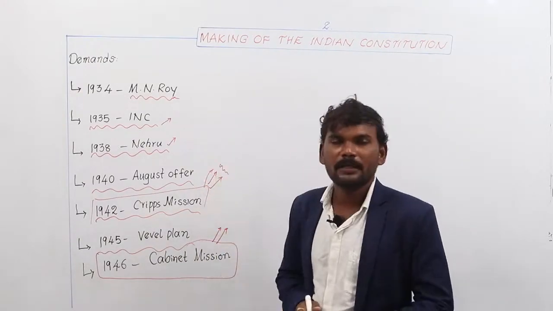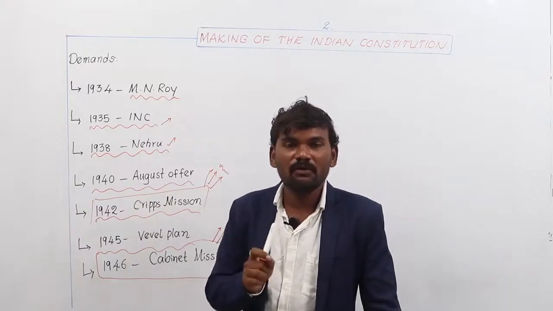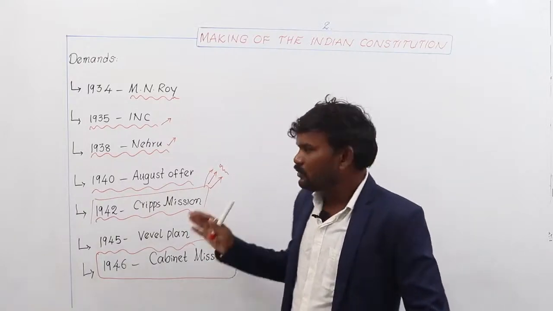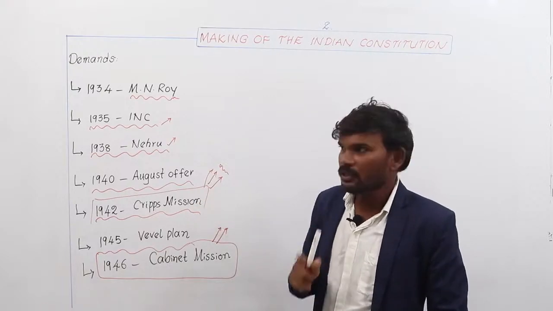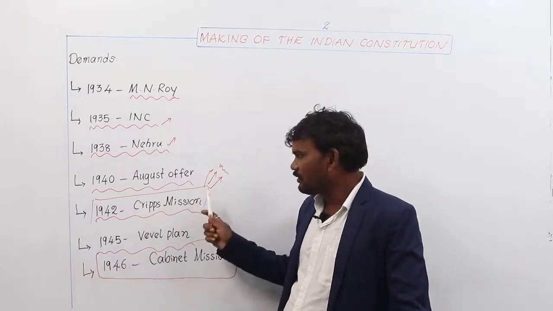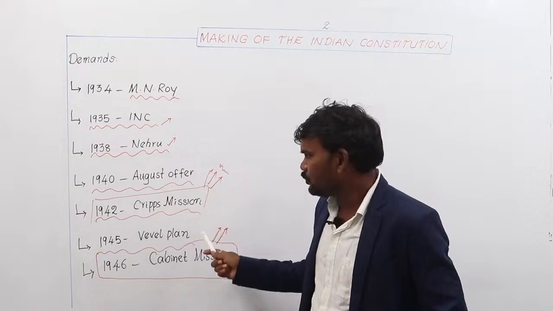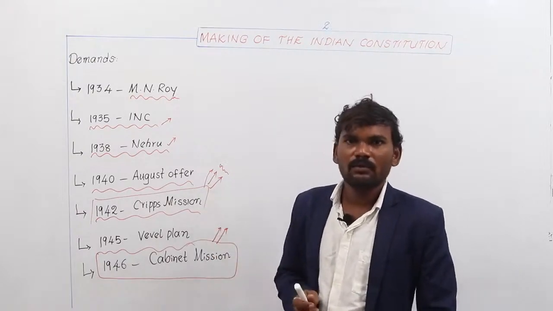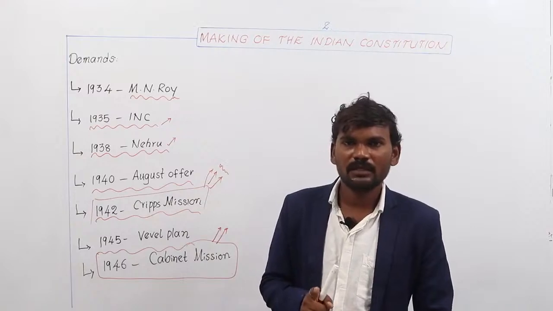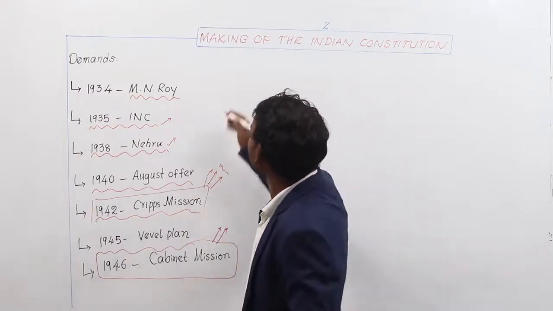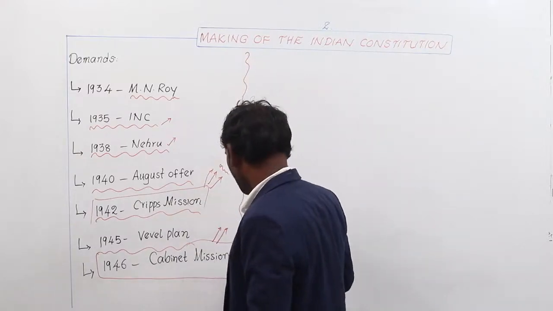The Cripps Mission was the first committee to propose setting up a Constituent Assembly, but it was only a proposal. The official proposal from the British government to set up a Constituent Assembly was given in 1942 in the name of the Cripps Mission, but it was not territorial. The Constituent Assembly was set up on the recommendations of the Cabinet Mission, consisting of 3 members: Sir Stafford Cripps, A.V. Alexander and Pethick Lawrence. These are the historical demands for setting up a Constituent Assembly.